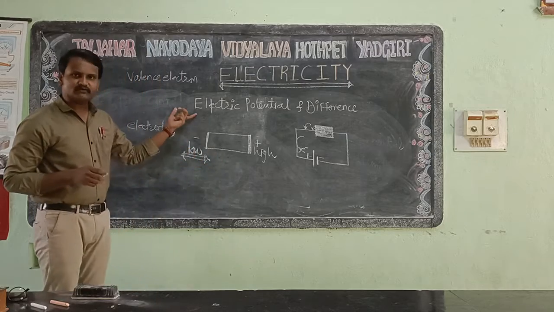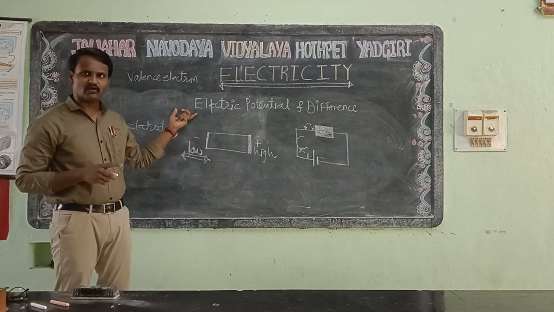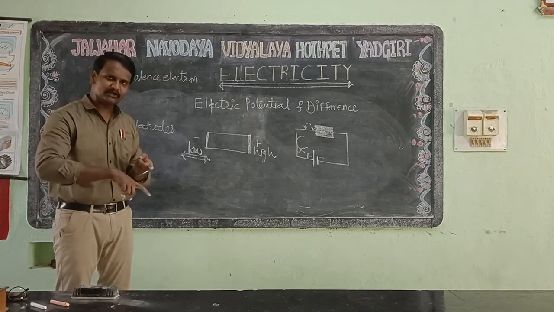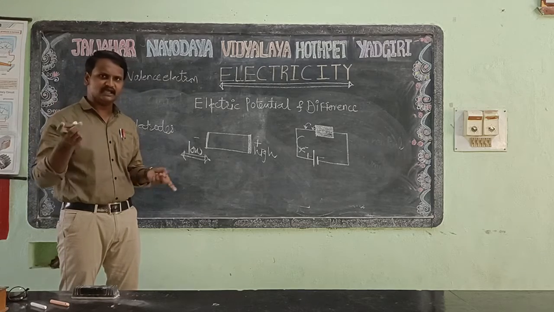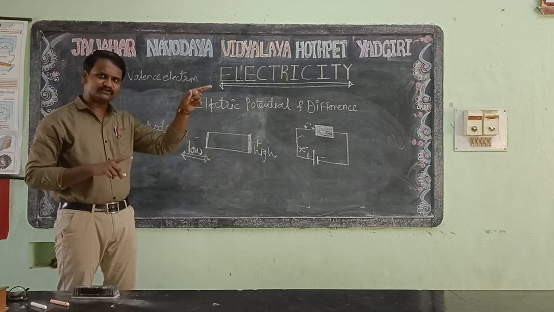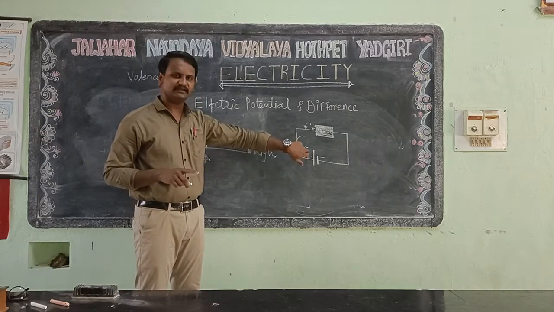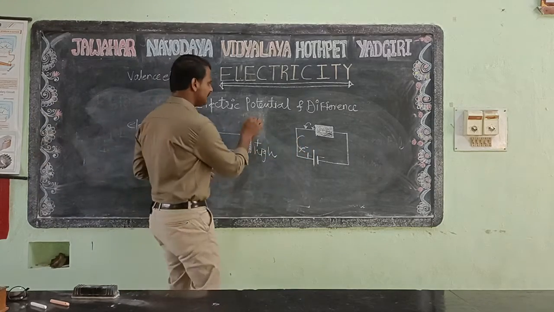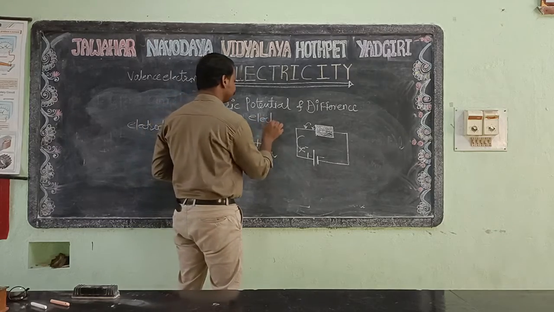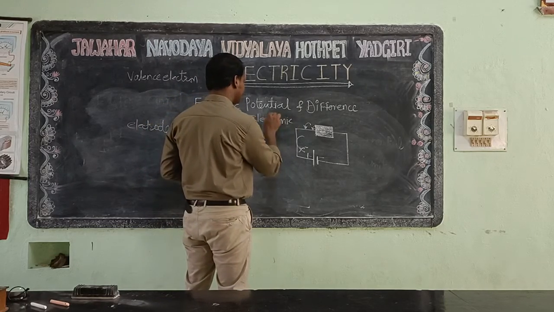But from the analogy we can see that nothing flows from low potential to high potential. It is always a flow from high potential to low potential. So we will consider the electronic current, this flow of electrons, called electronic current.